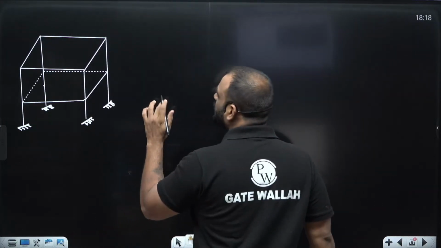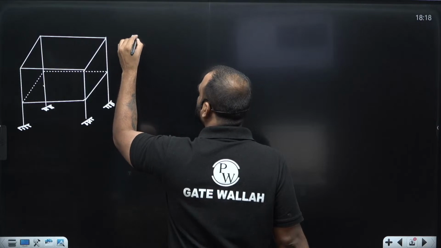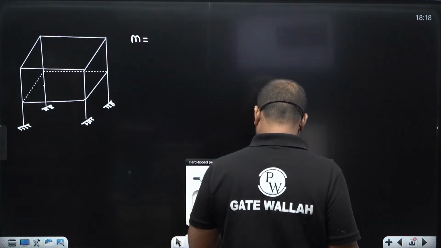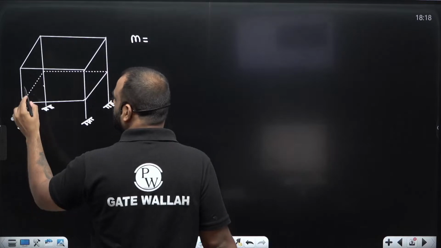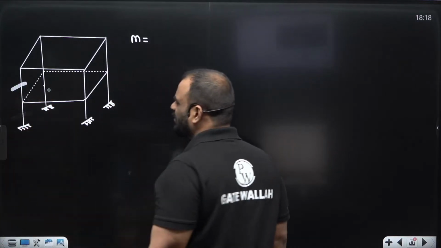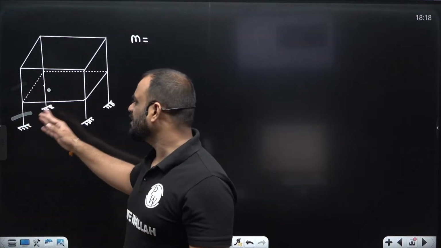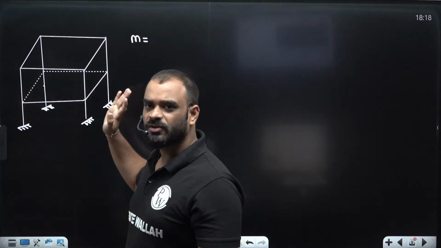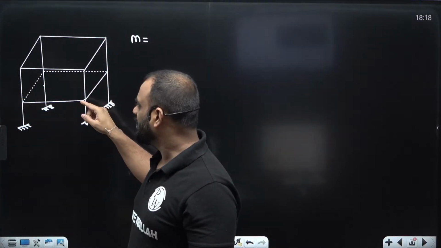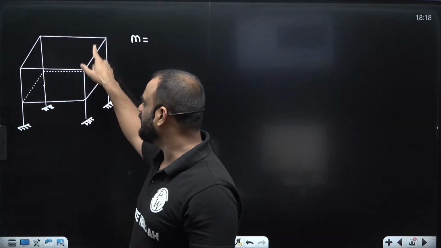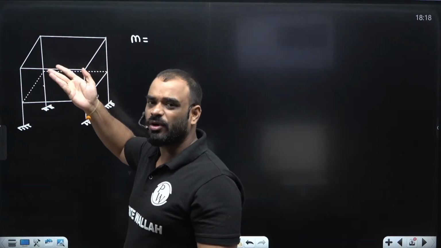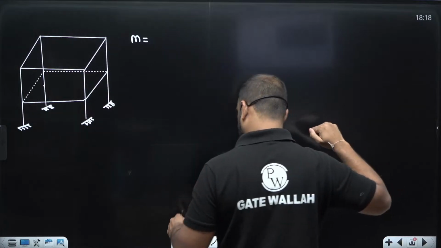So guys, first of all, let us use the concept of members. How many members we have? Let us count it. We can see here, how many columns we have? 1, 2, 3, 4, 5, 6, 7, 8. Total 8 columns. Then how many beams we have? On this level and on this level, it is 4 and 4. Again 8. So 8 beams, 8 columns, that means the total number of members is 16.